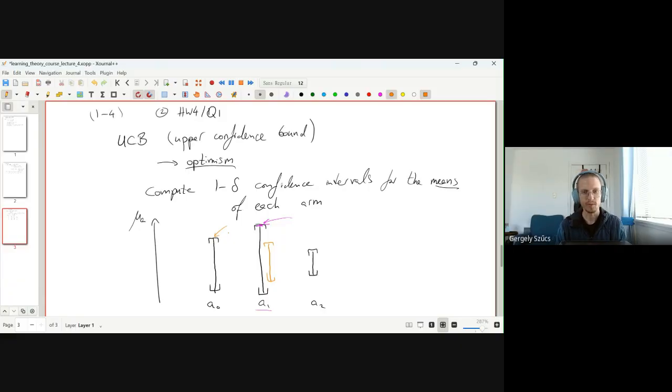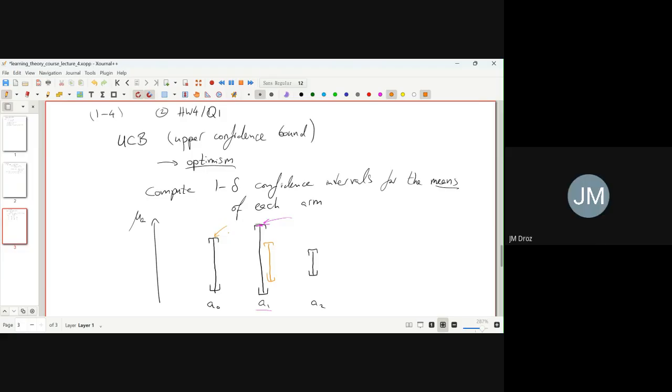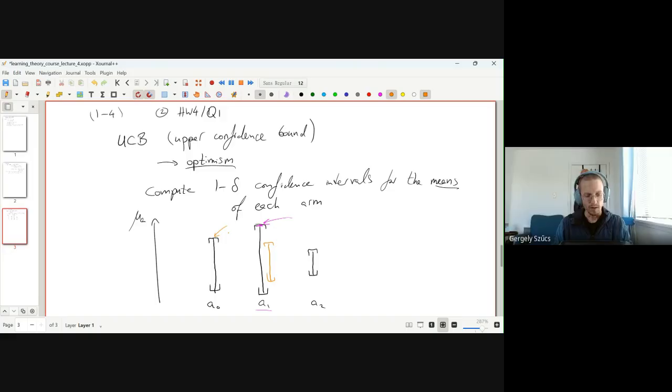Are there any questions about the high level? Is delta decreasing with t, or is it constant? Right, that's a good question. I guess it's similar to before, where if we wanted a non-anytime algorithm, we can just fix delta based on the time horizon. But of course, if we want an anytime algorithm, then we cannot do that, because any kind of fixed finite delta will eventually be too big.